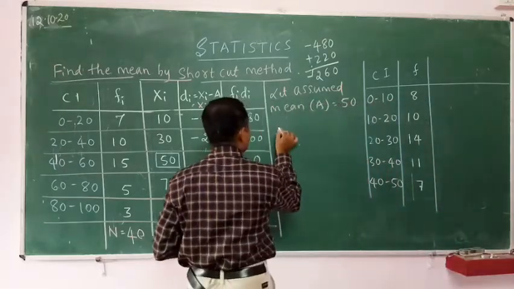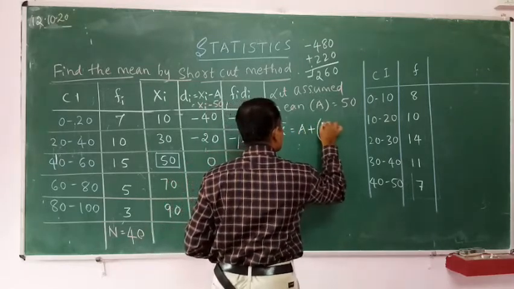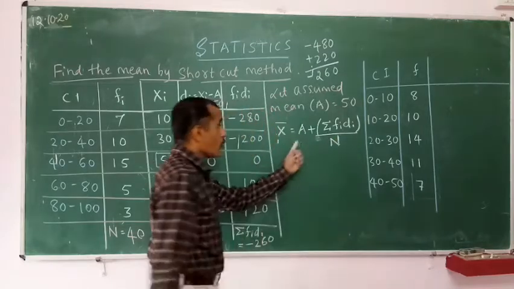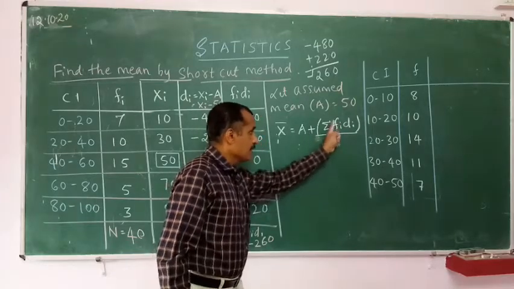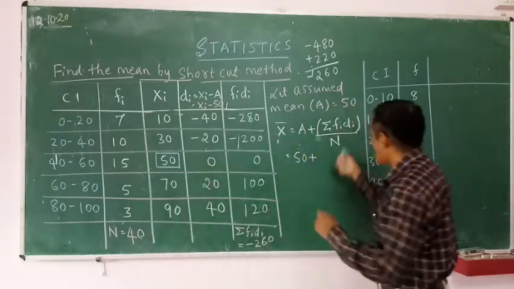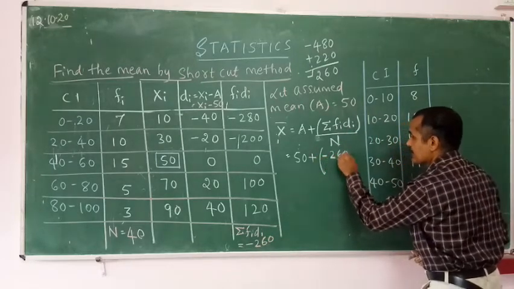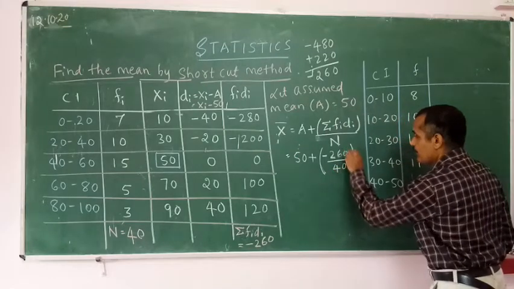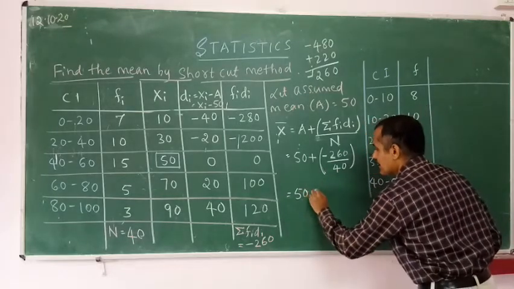Going for the formula, x bar is equals to a plus sigma fidi divided by n. It is not whole divided by. A is separate. Means divide this, then you have to add. A is 50 plus sigma fidi, which is minus 260, divided by 40. I will simplify this within the bracket, then I will add 50 plus bracket.